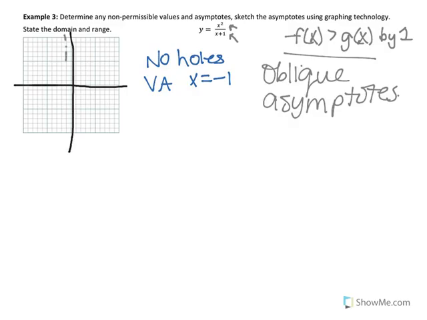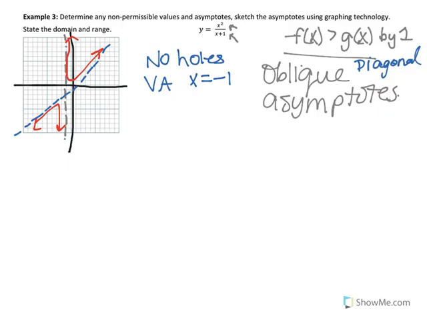So what you should see when you type it into Desmos is it's definitely going away from this, but you should have it going like this, and then like this, kind of. And the reason for that is because there's an oblique asymptote right here. So oblique means diagonal.